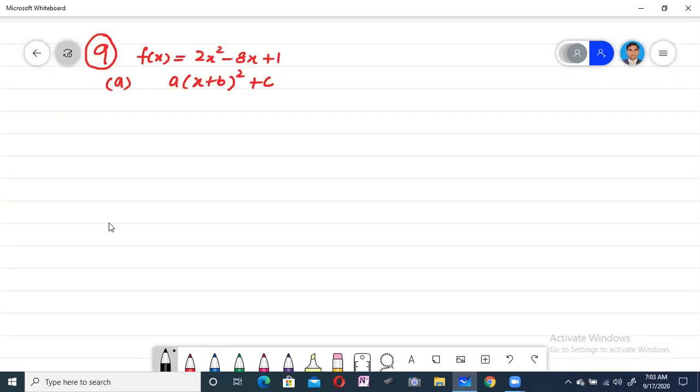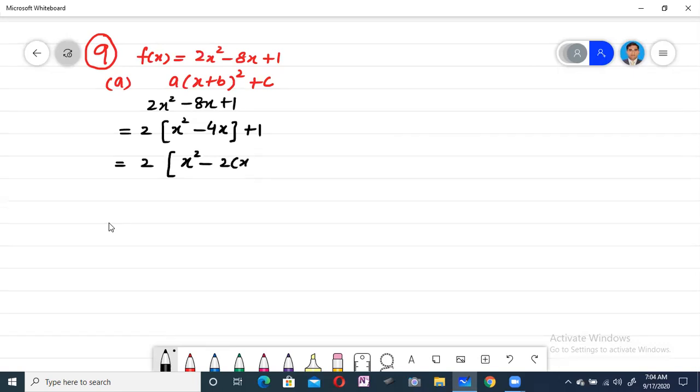In this form, we will convert the given function. That is 2x square minus 8x plus 1. 2 we can take common. Here will be x square minus 4, 2s are 8x, plus 1. 2 into a square minus 2 into a. a is x and b we will take here 2. Then b square will be 2 square.